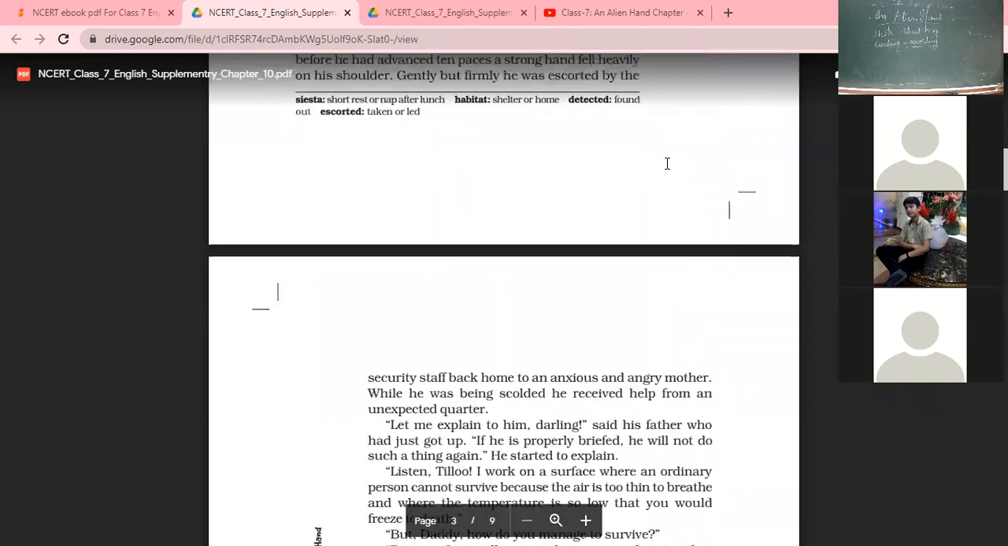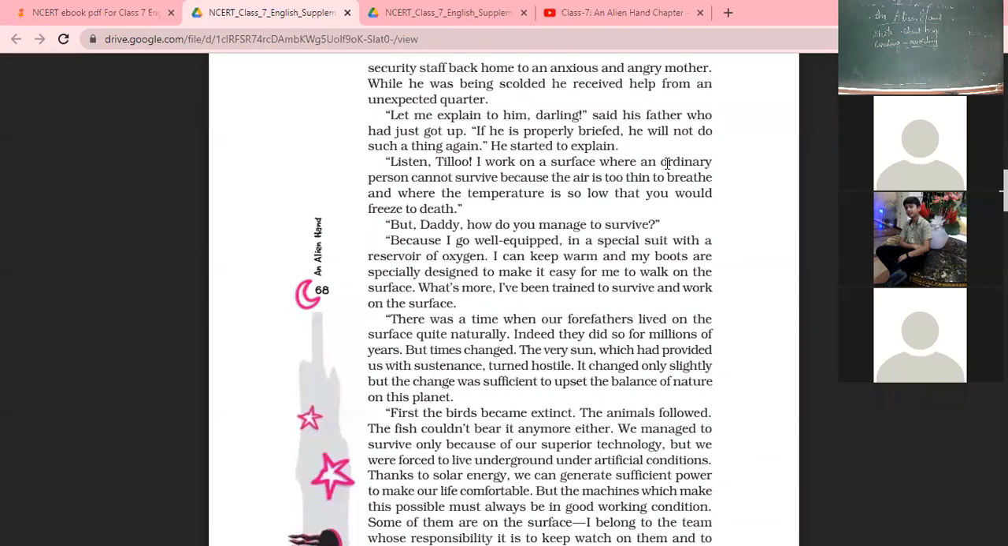Okay. Now, then mother was angry also, but she was anxious also that Tilu should immediately come back home. Now, what the security staff has done? Security staff has taken him back to his mother. While he was being scolded, he received help from an unexpected quarter.